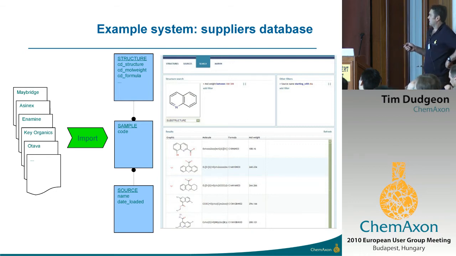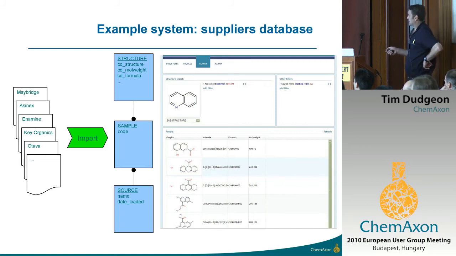This is basically the example system that we built. It's a very simple suppliers database where we've got a number of SD files we wanted to import into a database. There are basically 3 levels in the database. There's the structure, that is a unique structure. There's a sample, which is basically an entry in each of the SD files. So where a structure is available for multiple vendors or even multiple times within the same vendor, you'll have a many-to-one relationship there. And each sample is related to its source, which is basically the file it came from.